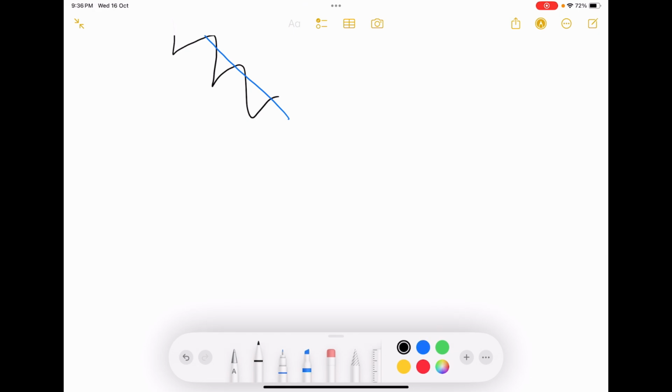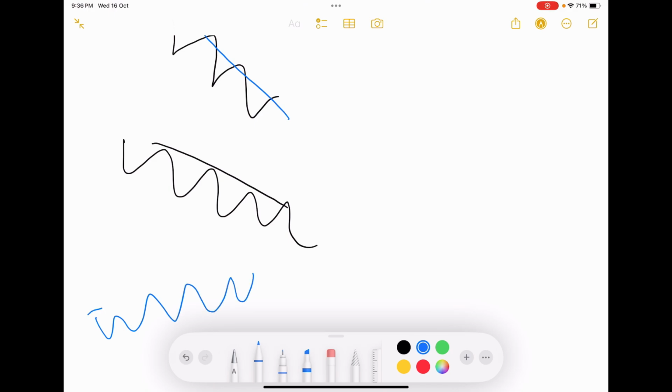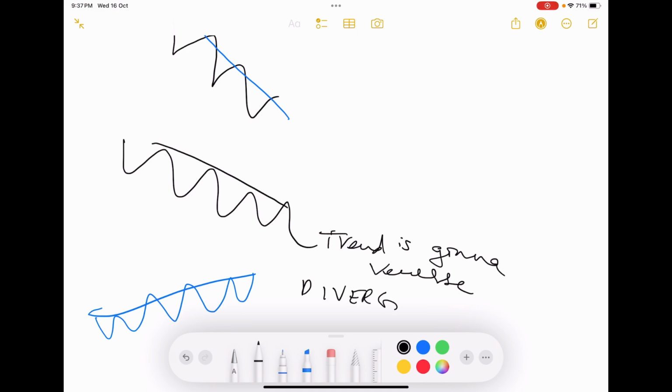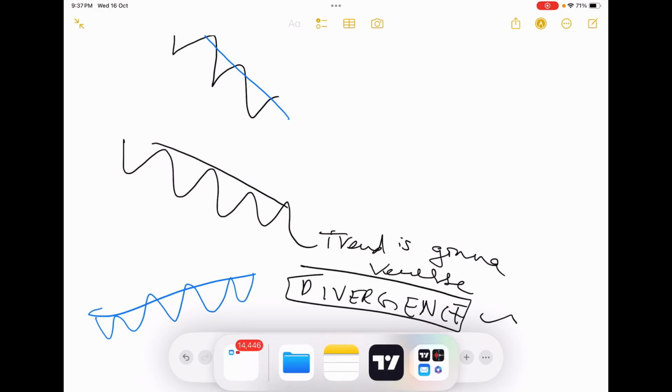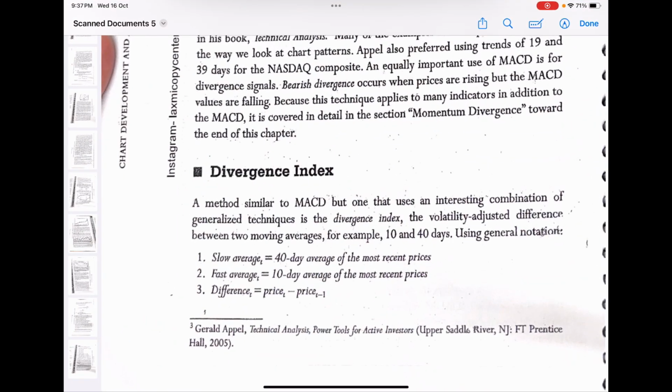If the price is creating lower highs and lower lows, and MACD is creating higher highs and higher lows, that means the trend is going to reverse. Same thing again. So that is what is known as divergence. If there are two opposite things, then you need to be clear of it because that is going to give you a signal as well. That is divergence.